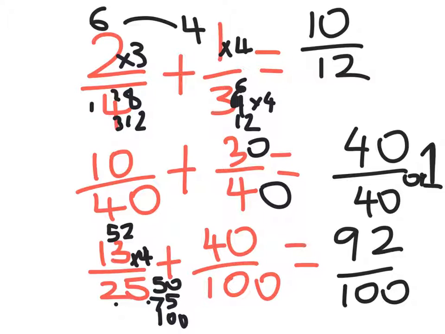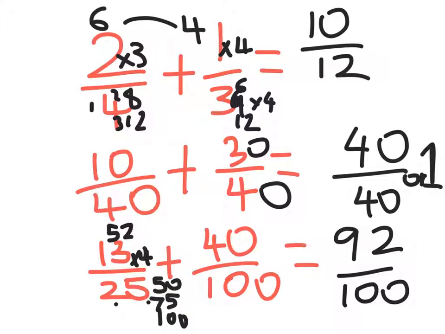Okay, the first one, they both needed to find a common multiple. So I just started skip counting here. I went 4, 8, 12. This one I went 3, 6, 9, 12. I knew this one I times by 1, 2, 3. Needed to times the top by 3. 2 times 3 is 6. This one went 3, 6, 9, 12. I need to times it by 4. So I times the top one by 4. 6 plus 4 equals 10 over 12.